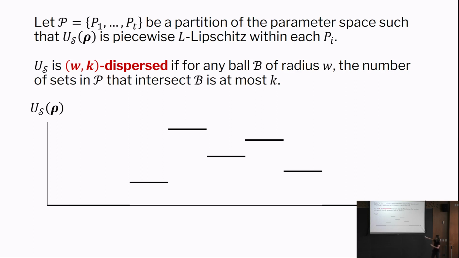Formally, let P, which is P1, P2 up through PT, be a partition of the parameter space, such that the utility function is piecewise L-Lipschitz within each partition Pi. And I'll draw this next. But we say that U, this utility function, is WK dispersed if for every ball of radius W, the number of sets in P that intersect that ball is at most K.